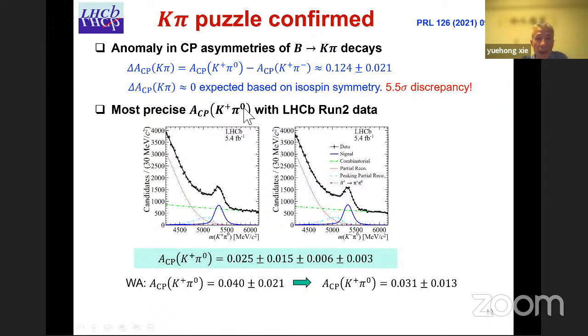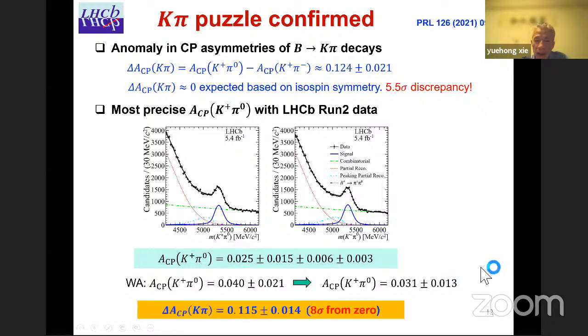Very recently, LHCb improved the precision of the ACP of B plus to K plus pi 0, which is currently the most precise one. Using this, the precision of the world average increased from 2% to 1.3%. And this changes the discrepancy from 5.5 sigma to 8 sigma. So this puzzle is strengthened.